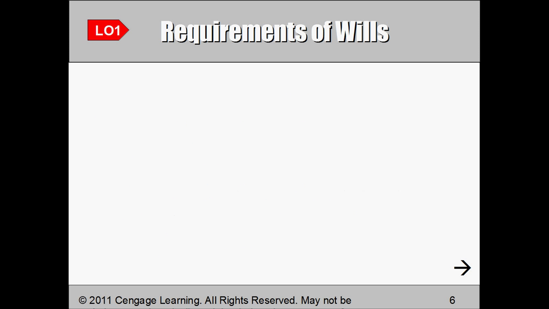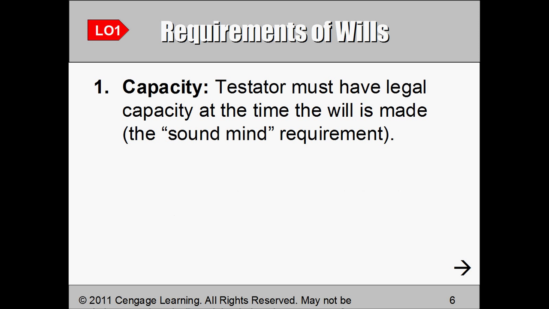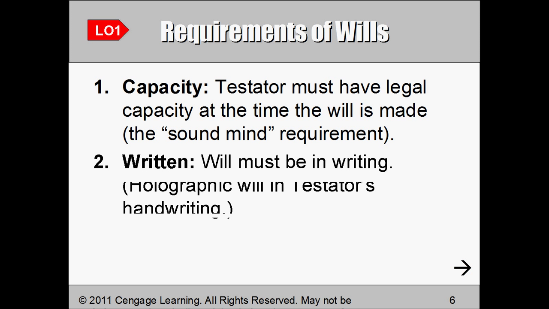The requirements of a will. Number 1, capacity. And we talked a lot about this in our contract area, that the testator must have legal capacity at the time the will is made. The testator must be of sound mind, and that's one of the basic requirements in contract law, if you recall when we studied that early on during the semester.